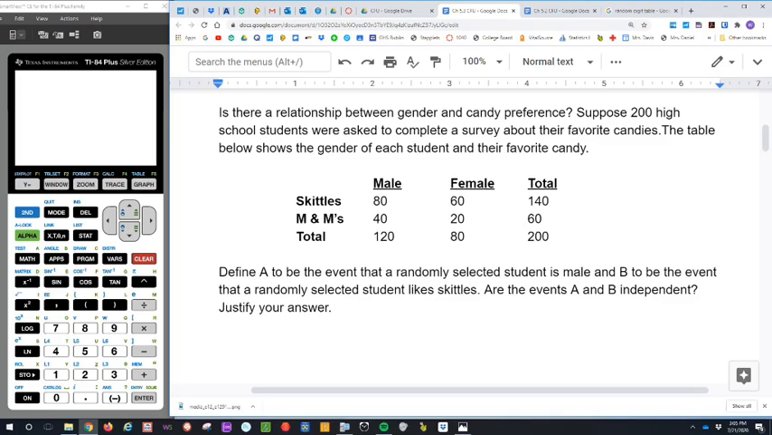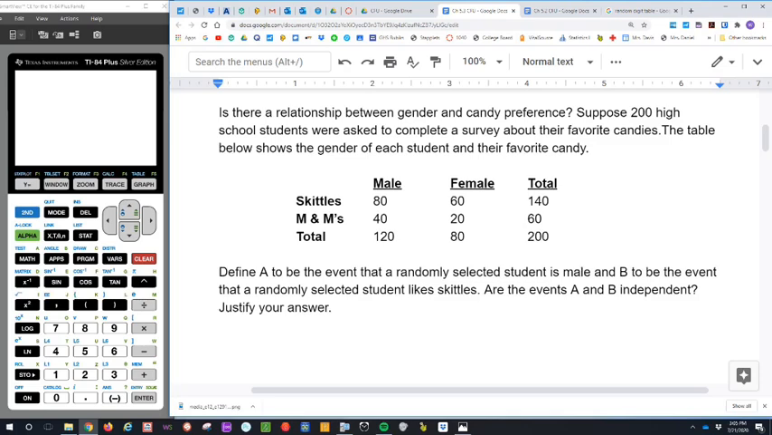So it's a two-way table. One way we have the gender, and the other way of the table we have the type of candies, either Skittles or M&Ms. So define A to be the event that a randomly selected student is male, and event B is the event that a randomly selected student likes Skittles. So we're trying to see if event A and B are independent.